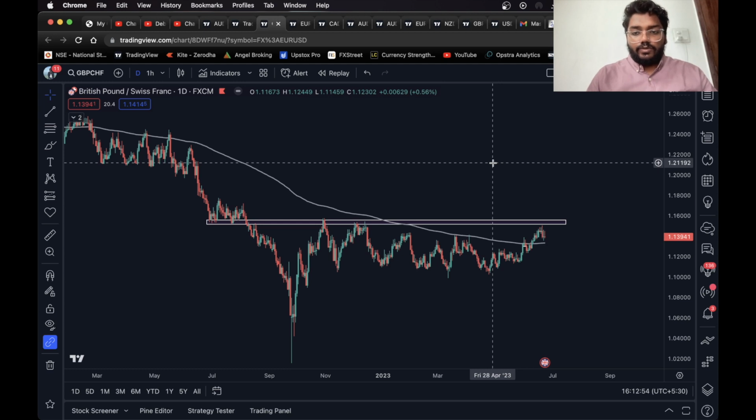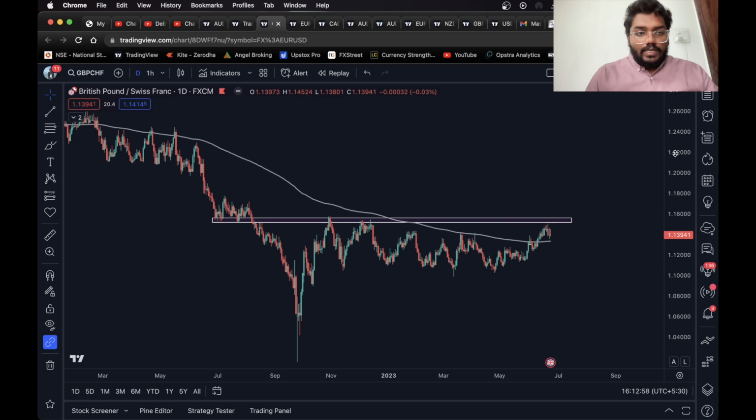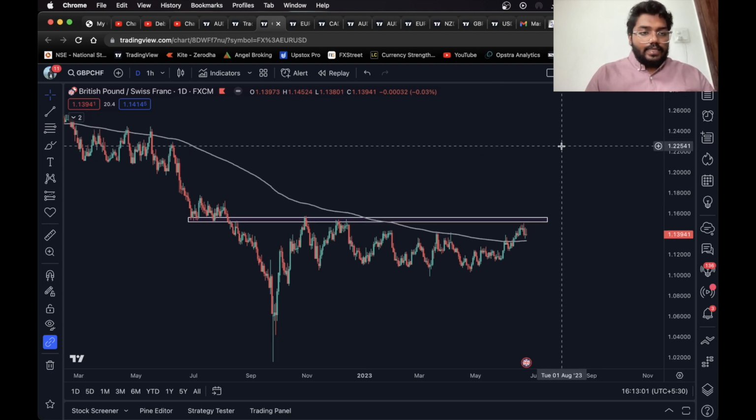In this video, I'm going to share a few pairs that you can trade this week for forex. Okay, so let's get started. This is the daily time frame of GBP and Swiss franc.